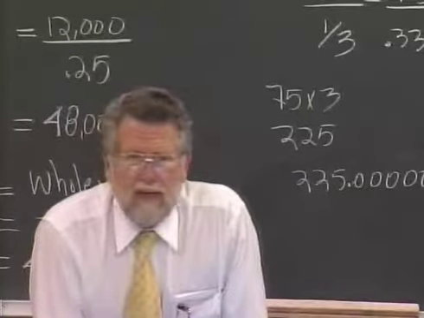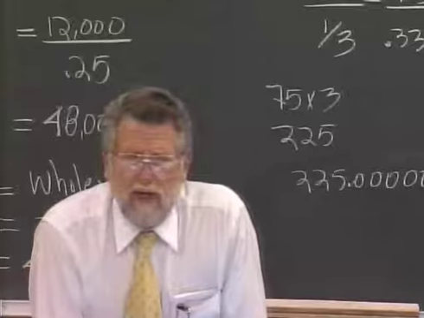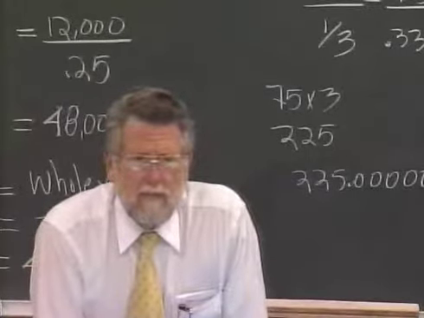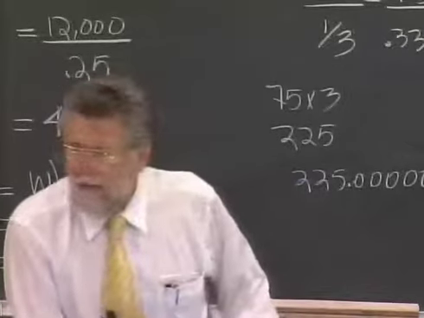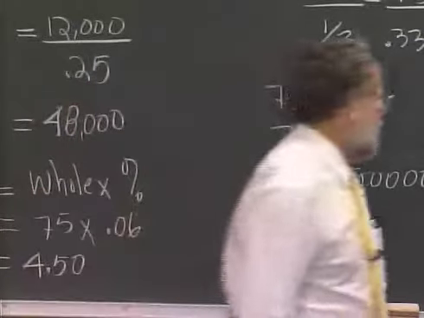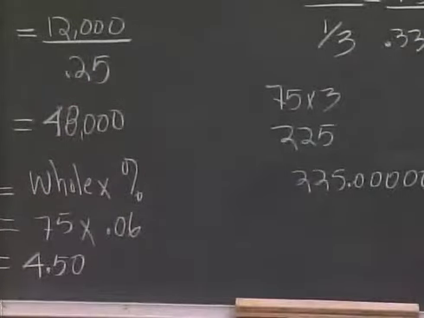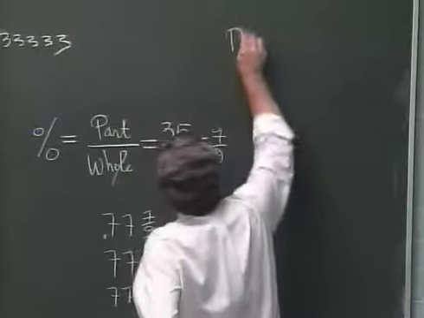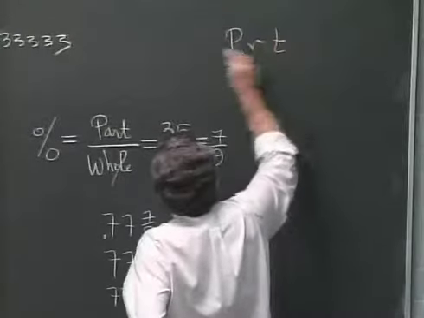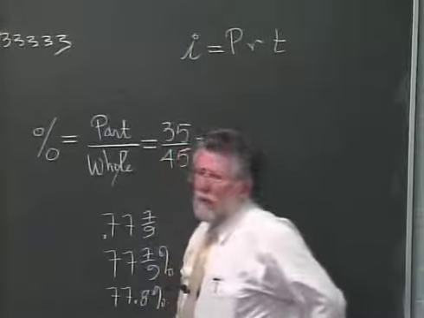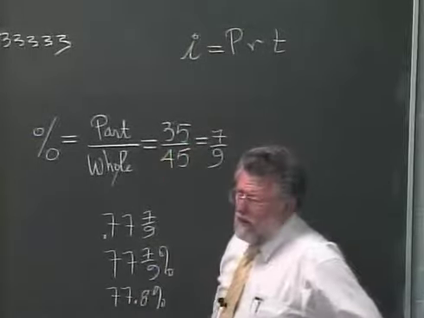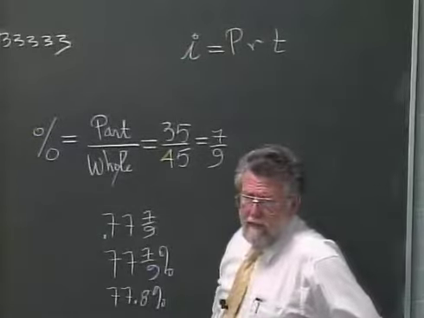I have a very special formula I have to use. It's a shampoo. Pert. Well, we leave the E out, but you get PRT. So I'm going to go up to the right-hand corner. I equals PRT: principal, your interest rate, and your time.